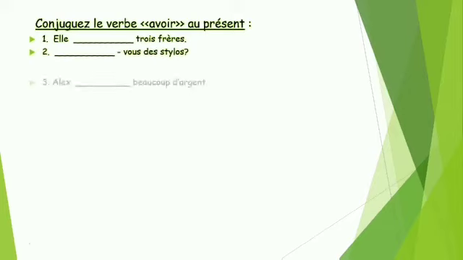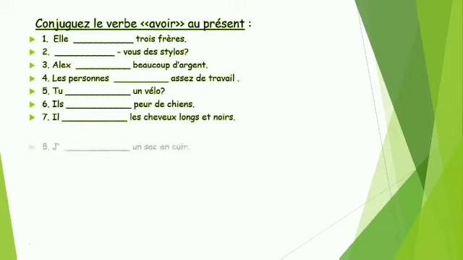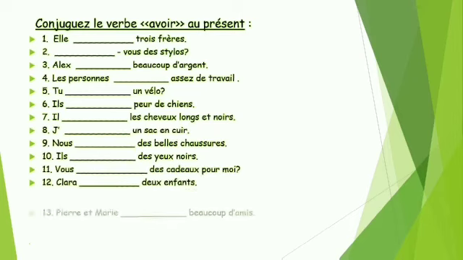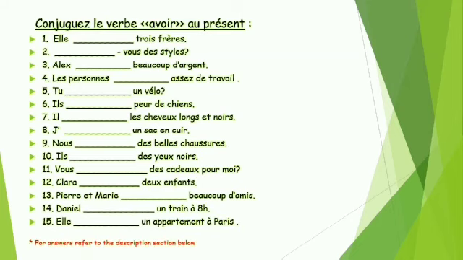Here are some exercises for avoir verb that you can practice. For answers, refer to the description section below.